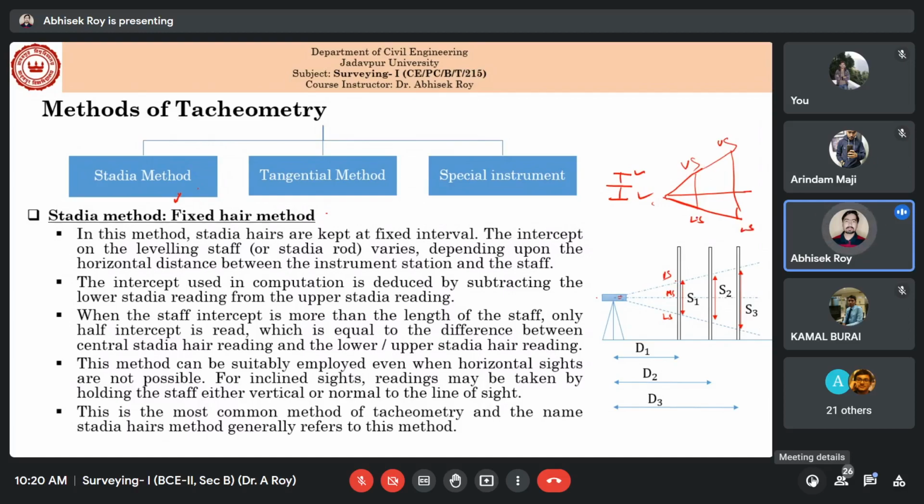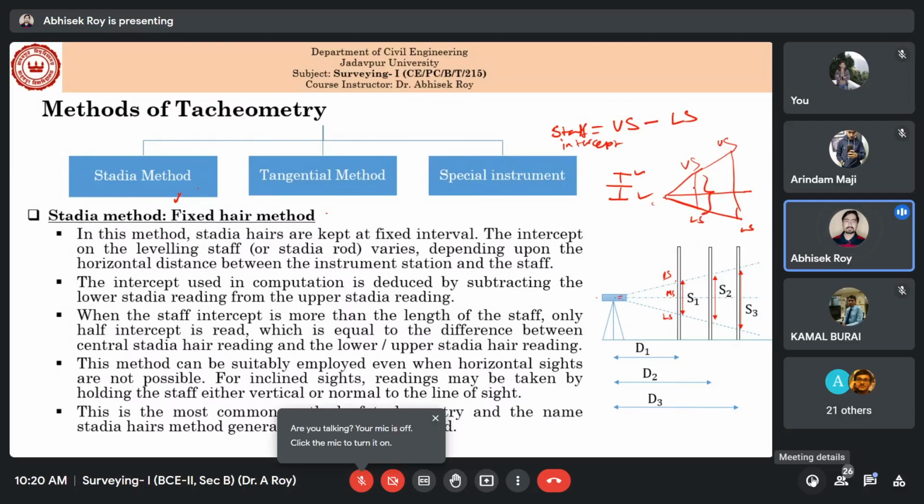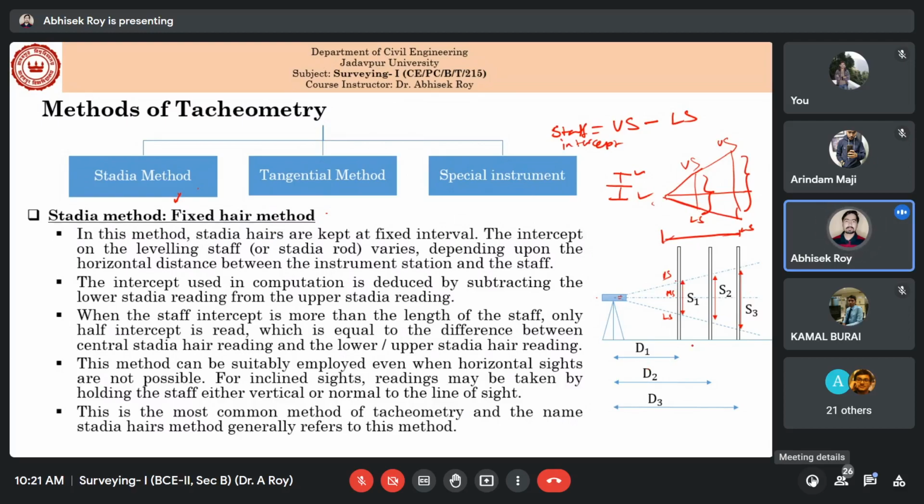Now we call this difference between this reading, that is upper stadia minus lower stadia, the staff intercept. So this staff intercept also will change. That means the base of this triangle also will change depending on the height, because in this similar triangle, the ratio of height to base is constant, right? So S1 by D1 will be equal to S2 by D2 will be equal to S3 by D3. This is the main funda, or main principle, of the Stadia method.